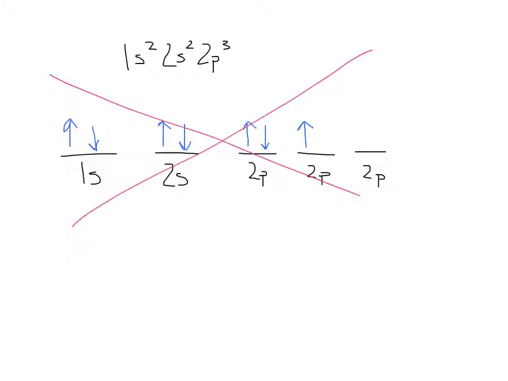So this is Hund's rule. Hund's rule says electrons do not like to be together if they do not have to be. Remember, electrons are all negative, which means they repel each other.